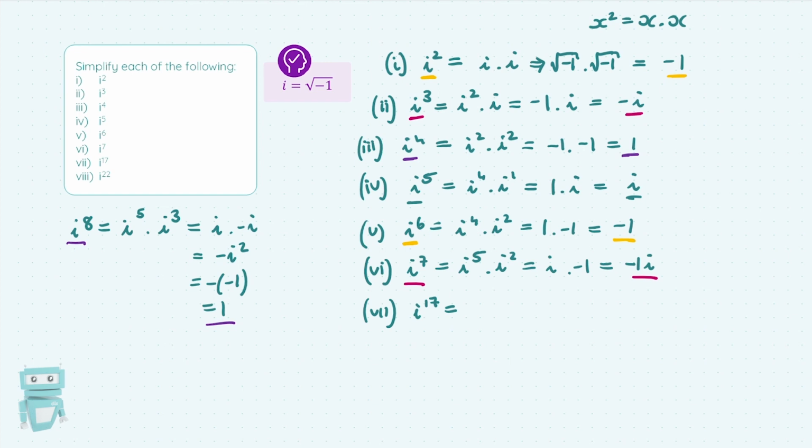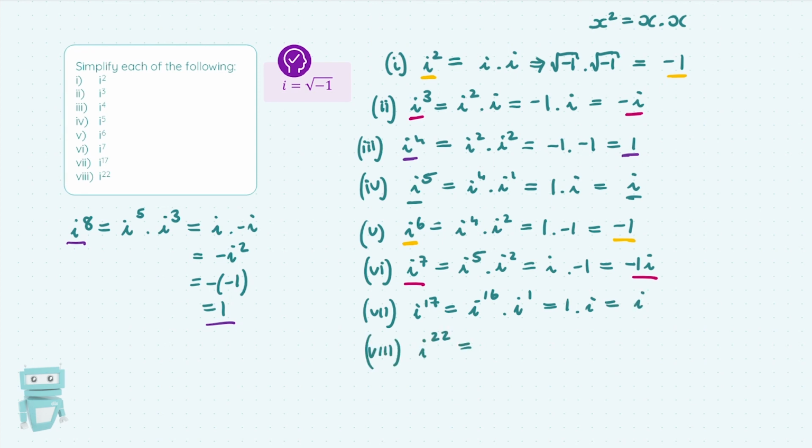Get your multiple of 4. How many sections are there? So it's i to the power of 16 times i to the power of 1. i to the power of 16 is the same as i to the power of 4, which is 1, times i, which is i.